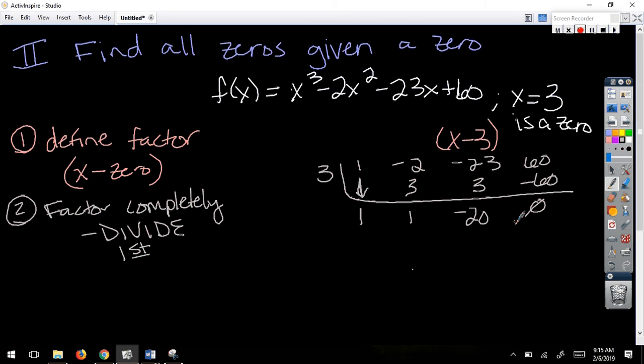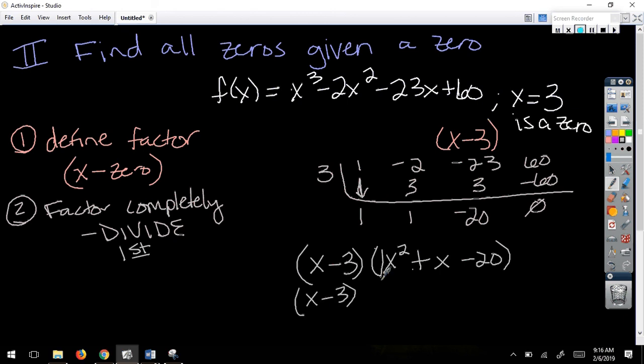Okay. Write it as a multiplication problem. So x minus 3, remember I defined my factor to start with, times x squared plus x minus 20. Factor that. This one doesn't have a leading coefficient. The leading coefficient's 1, so it's an easy factor. What multiplies to negative 20 but adds to 1? Positive 5 and negative 4.